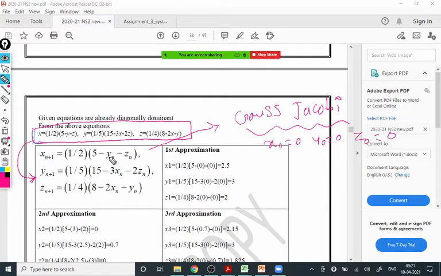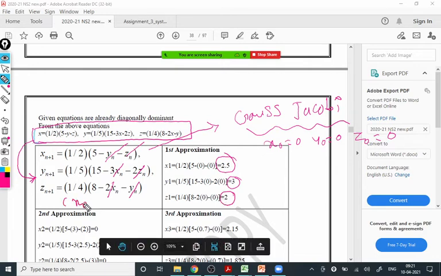Suppose we want x1, y1, z1. What is the formula? x1 equal to 1 by 2 times 5 minus y0 minus z0. Here y0 is 0 and z0 is 0. So x1 is 5 upon 2, that is 2.5. Then y1: this is 0, this is 0, 15 upon 5, that is 3. For z1, this is 0, this is 0, so z1 is 8 by 4, that is 2.